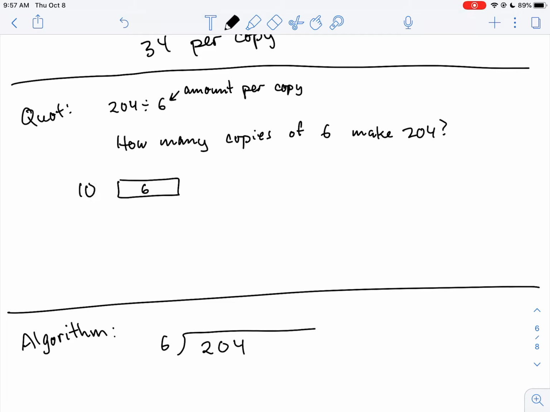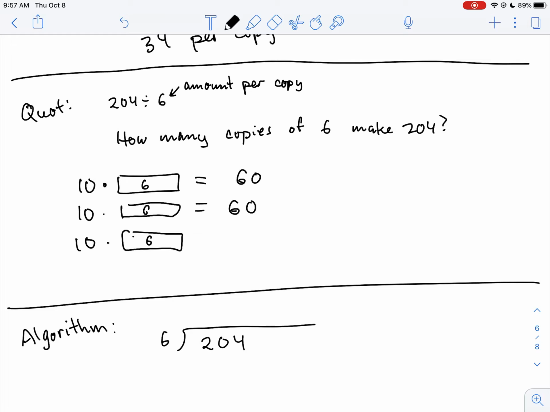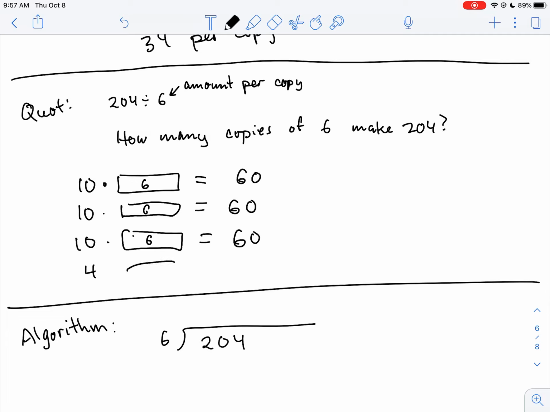Let's do 10 copies of 6. That makes 60. We're trying to make 204, so let's do another 10 copies of 6, like whatever 6 looks like. That makes another 60. So we're at 120. Let's keep this up. Another 10 copies of 6. Make another 60, so we're at 180. And then we're down to 24 left. And so we need another 4 copies of 6 to get the last 24.